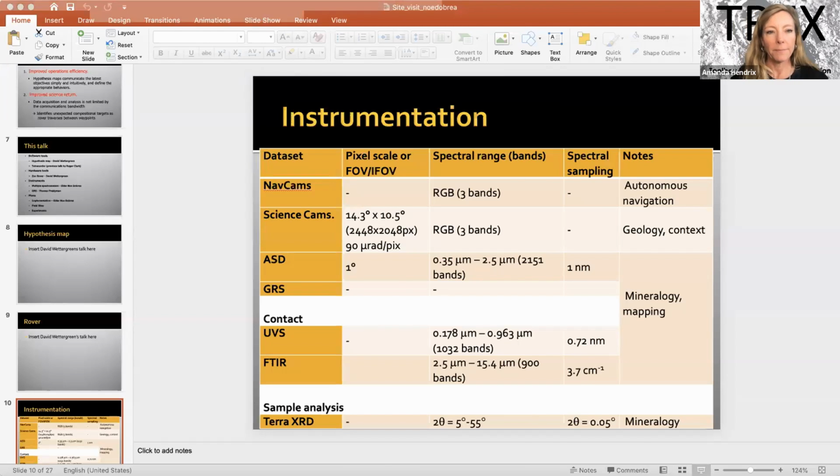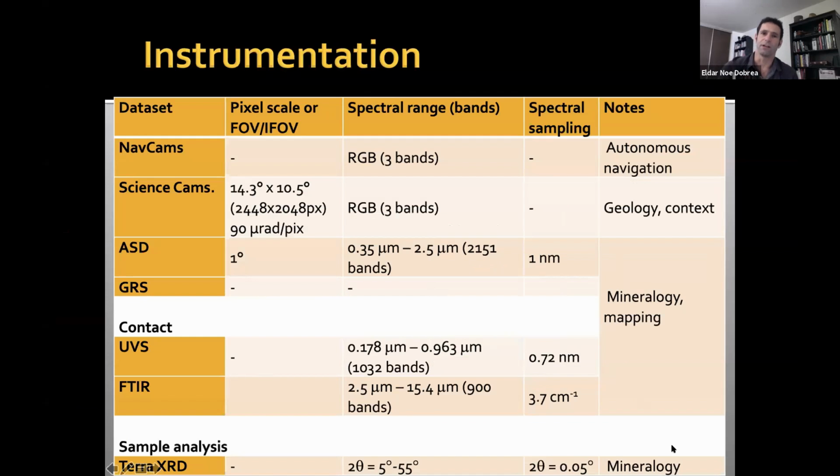Okay. All right. So going from the rover to the instruments, basically, right now the plan is to have a set of instruments, some of which are sitting on the rover, are remote sensing instruments. Those are, of course, the navigation cameras and the science cameras, as well as the ASD, which is already part of the rover. We will also have on the rover a gamma ray spectrometer, which Tom will talk about in the next slide.